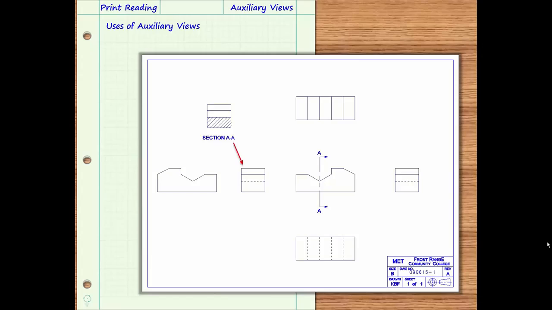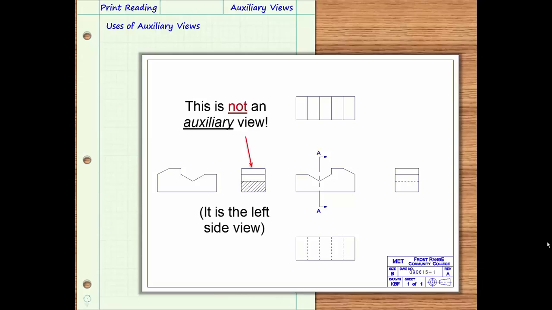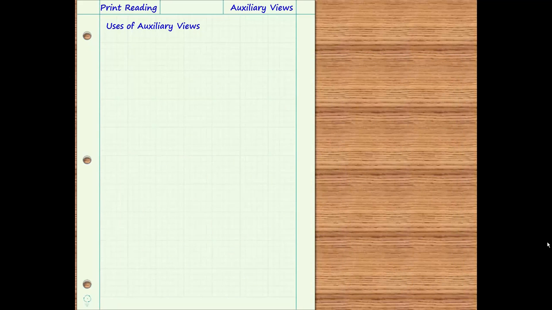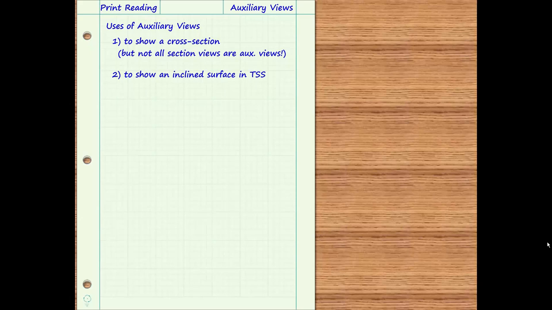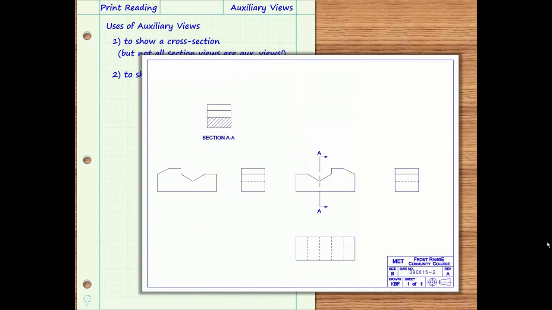Sometimes a section view can also serve as one of the 6 principal views. Here, the left side view is also a section view, but it would not be referred to as an auxiliary view. In this case, the section view must be drawn to the same scale as, and in orthographic projection with, the other principal views. So one common use of an auxiliary view is to show a cross-section of an object, but not all section views are auxiliary views. Another use of an auxiliary view is to show an inclined surface in true size and shape.